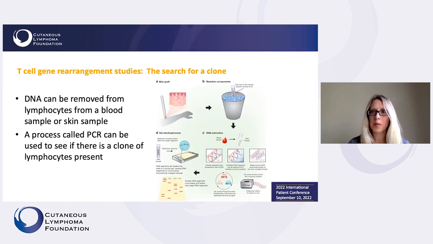And so we are able to do studies by looking at the DNA in these cells to see if there are clones. So we take the sample, either skin or blood, and then we isolate the DNA from that. And then we use a process called PCR to amplify the DNA to see if there are clones of the DNA in many different cells.